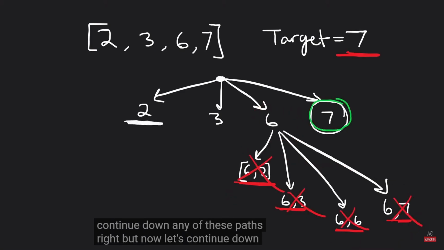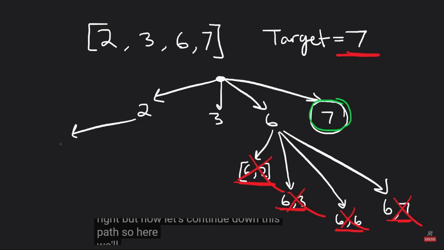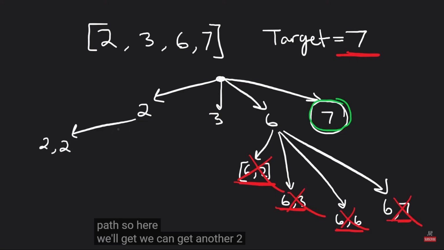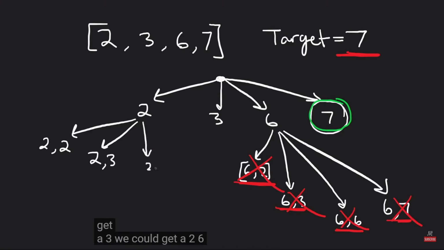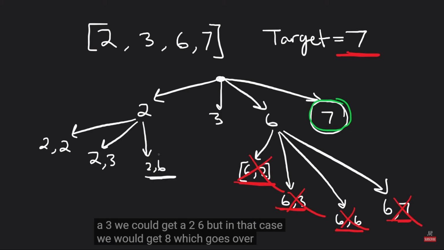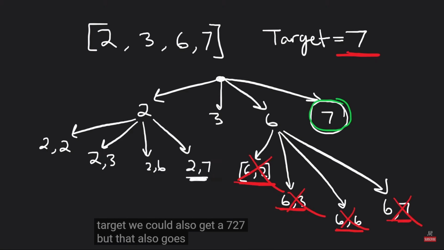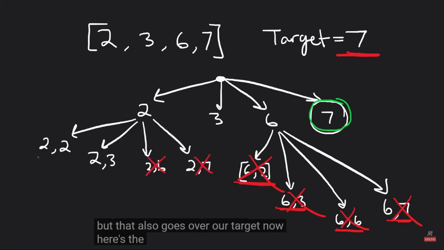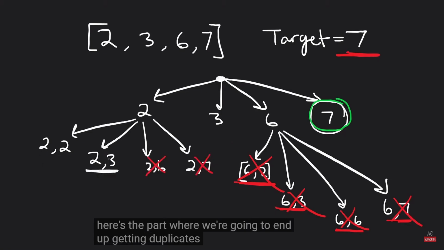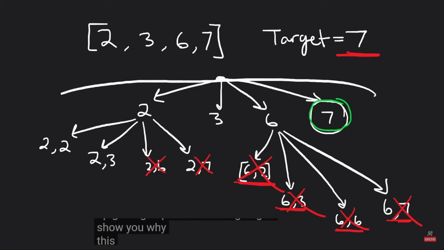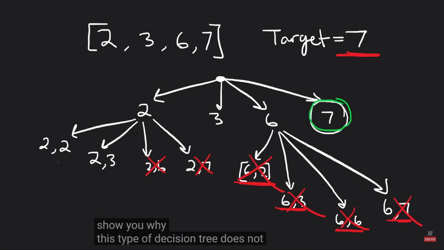But now let's continue down this path. So here we can get another 2. We can get a 3. We could get a 2, 6, but in that case we would get 8, which goes over our target. We could also get a 2, 7, but that also goes over our target. Now here's the part where we're going to end up getting duplicates. So I'm going to show you why this type of decision tree does not work.